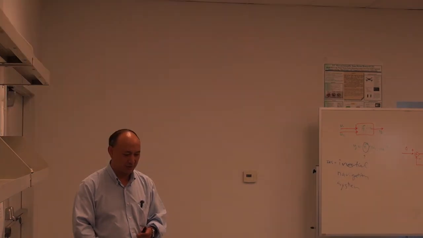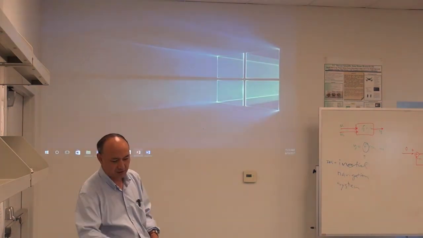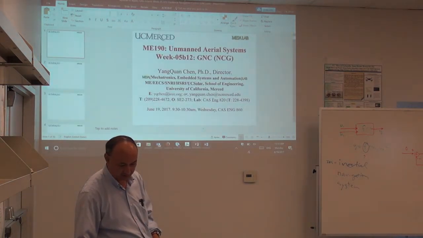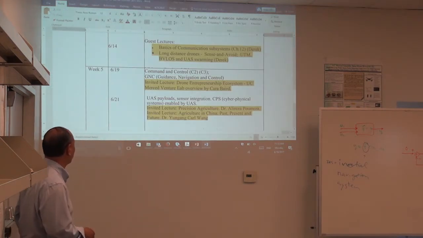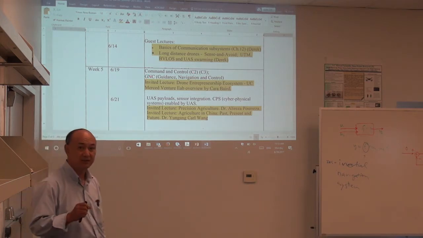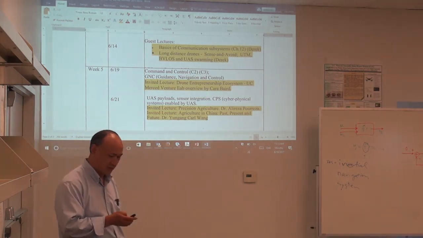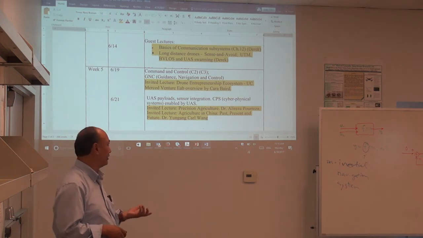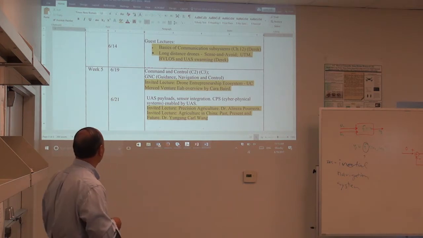Well, this module is here, and I'm going to finish this. So let me go through here. Today we covered command and control and GNC briefly, and the hierarchical structure, the architecture for drone control, can be better appreciated from the guidance navigation control structure.